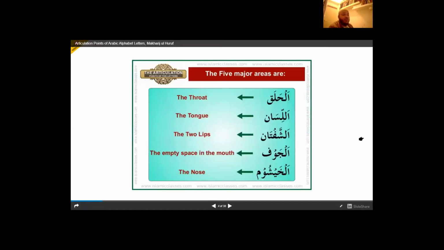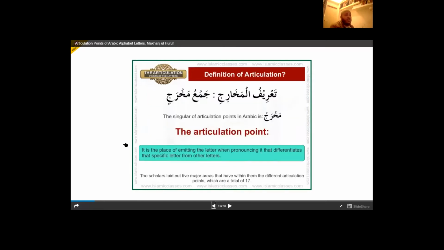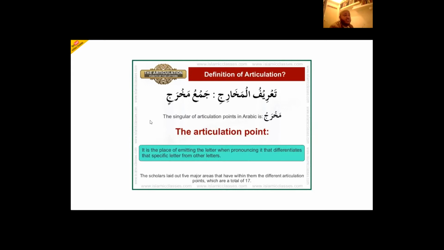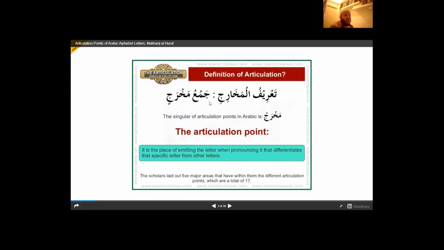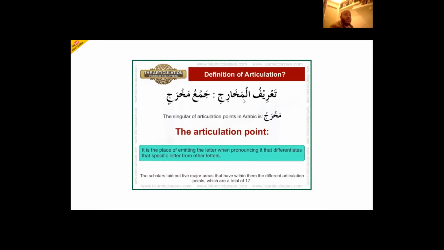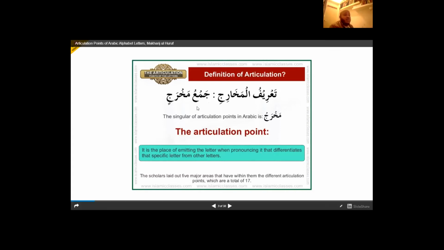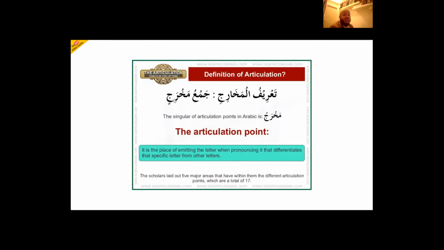Now, definition of articulation. Ta'rif al-makhaarij means definition of articulation. Makhaarij means to release. Makhraj is singular, and makhaarij, the jama', is the plural. It is when you release, when you're letting out, so here when you're letting out letters from your mouth.